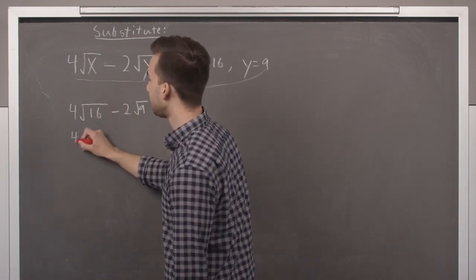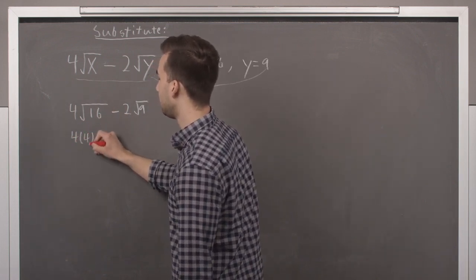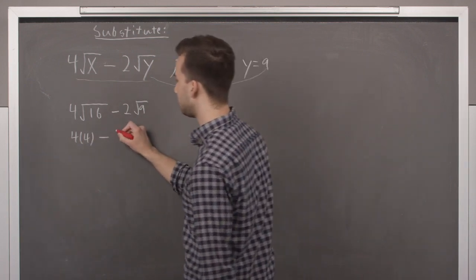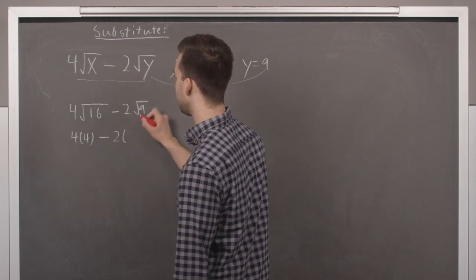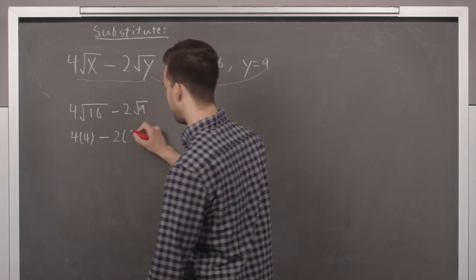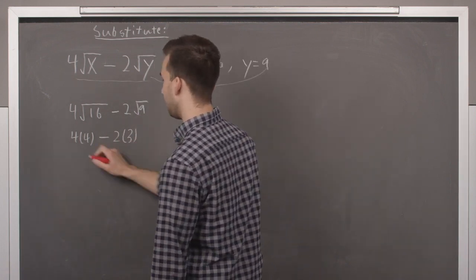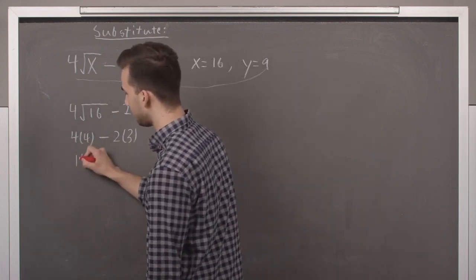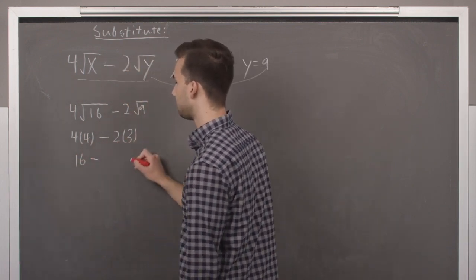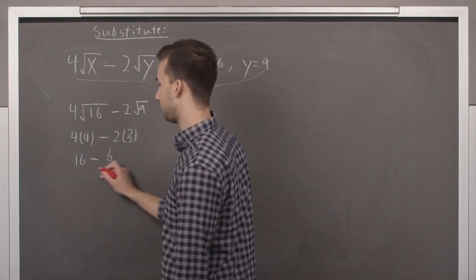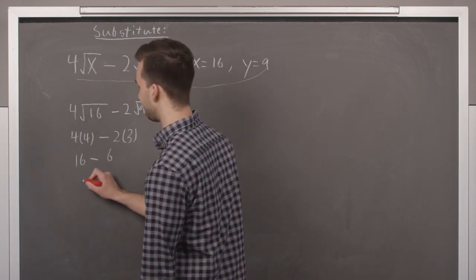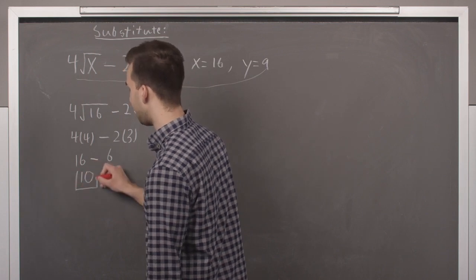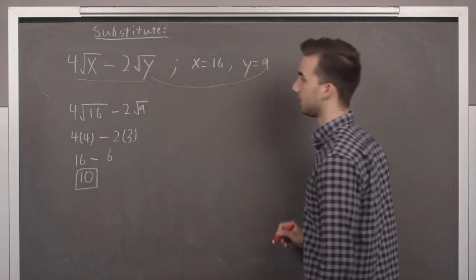So now we're just left with a problem like we've had in the last examples. 2 times, what's the square root of 9? Square root of 9 is 3. And so we can just do these multiplication problems. 4 times 4 is 16, minus 2 times 3 is 6. And then now we have a basic subtraction problem. 16 minus 6 is 10. And that is our solution for this example.